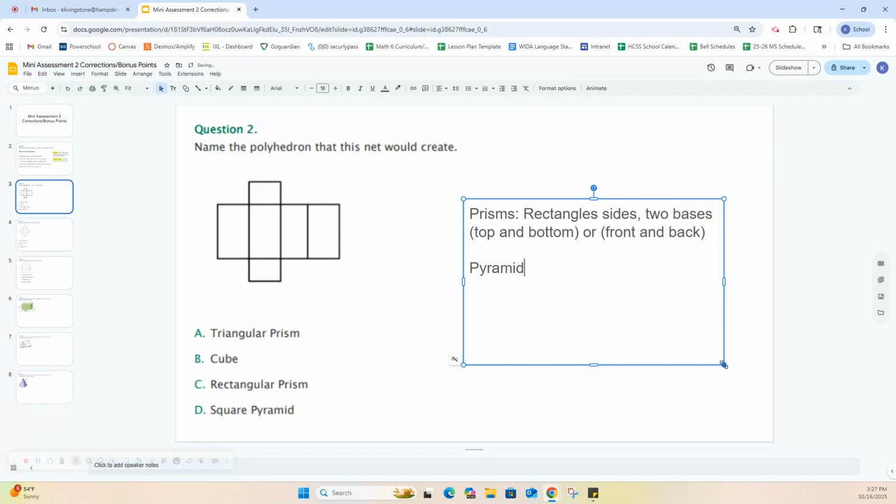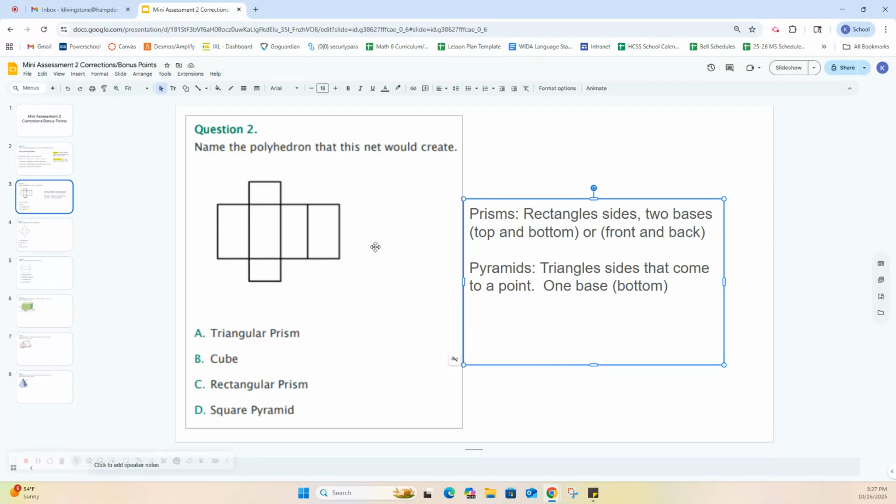Pyramids have triangle sides that come to a point. And they only have 1 base, just a bottom. So first, let's talk about, is this a prism or a pyramid? If you said prism, you are correct because we see rectangle sides and we see 2 bases, a top and a bottom here. It is not a pyramid because there are no triangle sides and it wouldn't fold up to a tip.